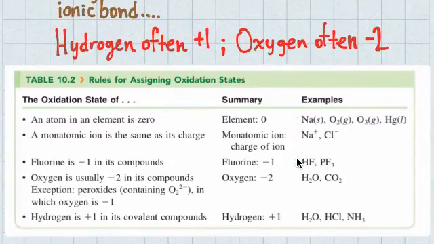Here's a picture from our textbook. Oh yeah, and pure elements. Pure elements are always zeros. Those are simple. You got to know that. Pure elements all by themselves in no bond at all, in their normal condition, have a zero oxidation number.